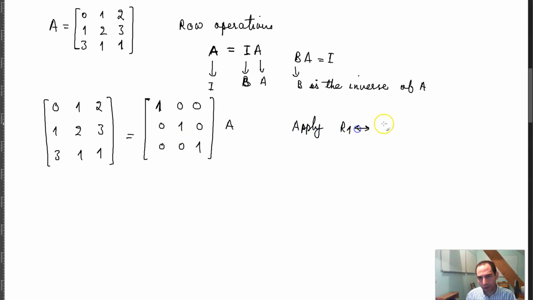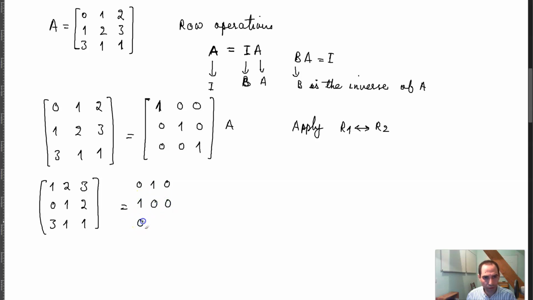Now, if I switch R1 and R2, meaning R2 becomes R1, R1 becomes R2, I will write [1, 2, 3; 0, 1, 2; 3, 1, 1], and then the rows here have to be switched as well, meaning [0, 1, 0; 1, 0, 0; 0, 0, 1], and times A.